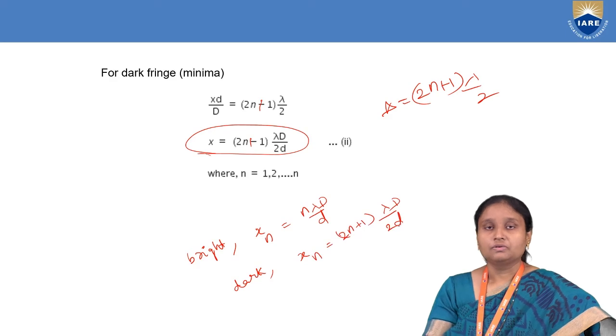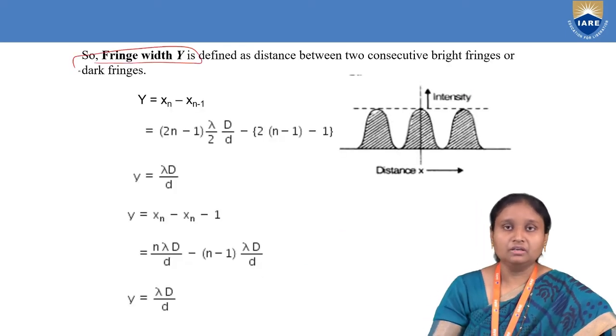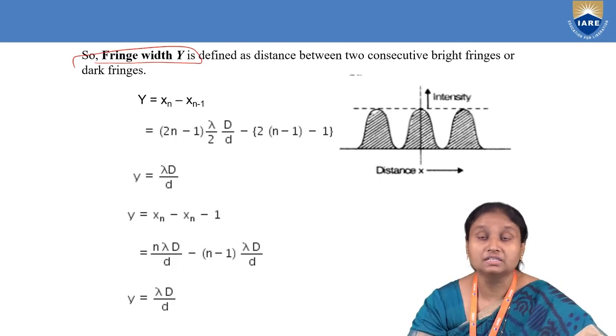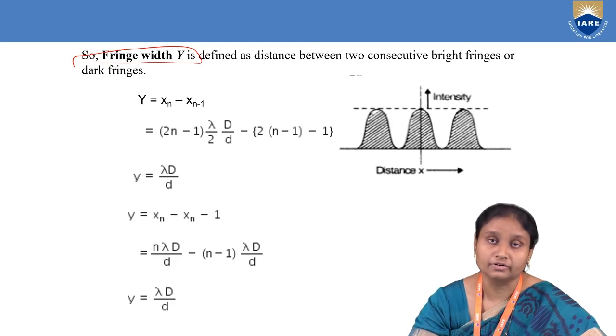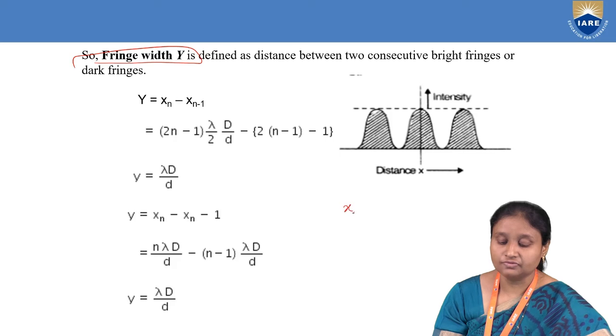Now, I am introducing one parameter, fringe width. It is given by y. And how are we going to define this fringe width? Fringe width is defined as the distance between two consecutive bright fringes or dark fringes. Now first I'll take bright fringes. And what is the condition for bright fringe? It is given as n lambda D by small d.